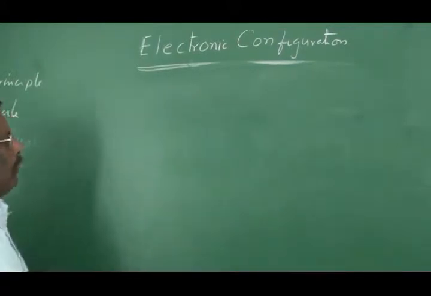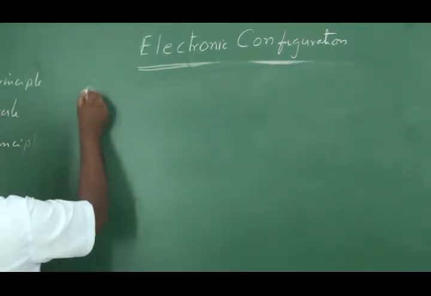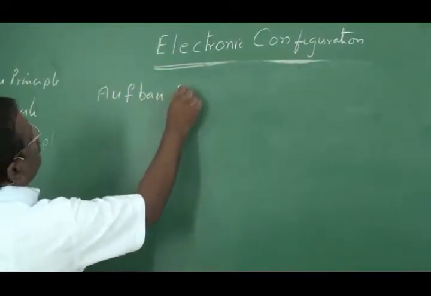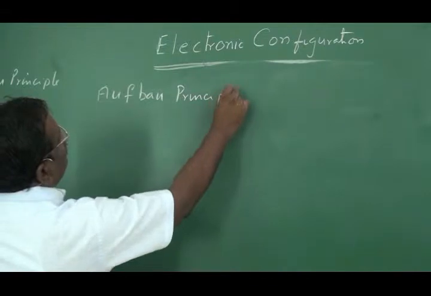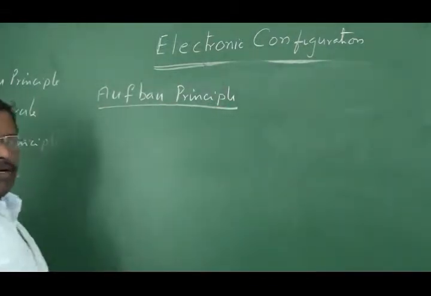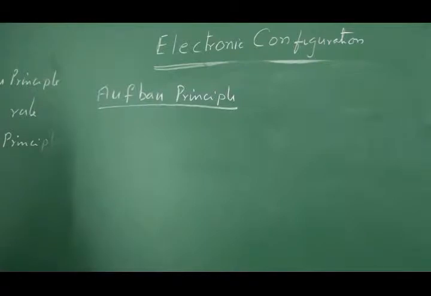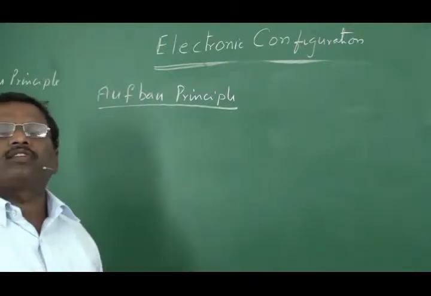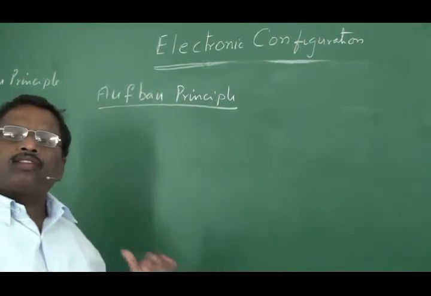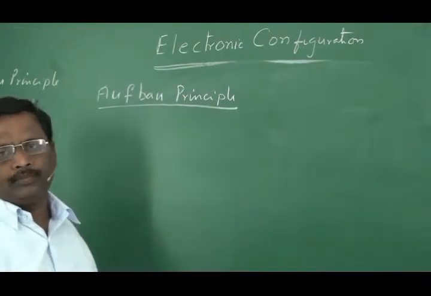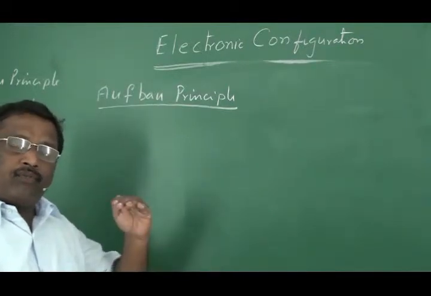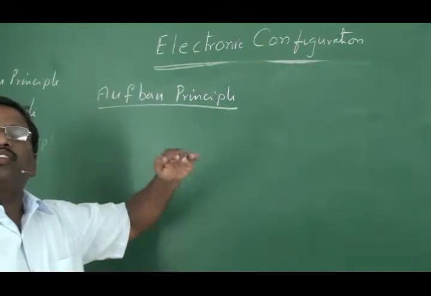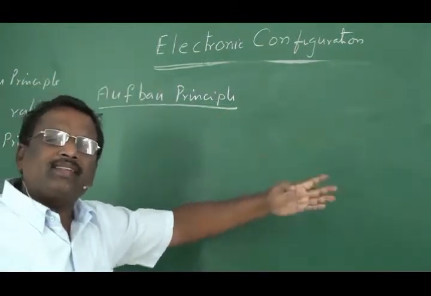First one is Aufbau principle. Aufbau means building up of electrons or filling up of electrons. When electrons are entered into different atomic orbitals, the electron will enter first into the orbital whose energy is relatively less.